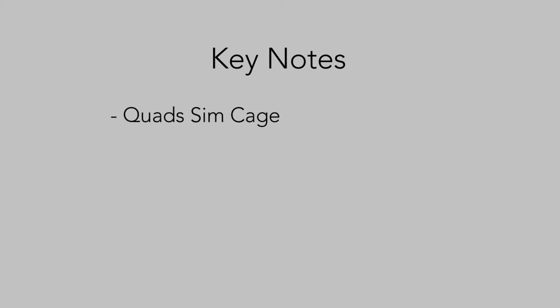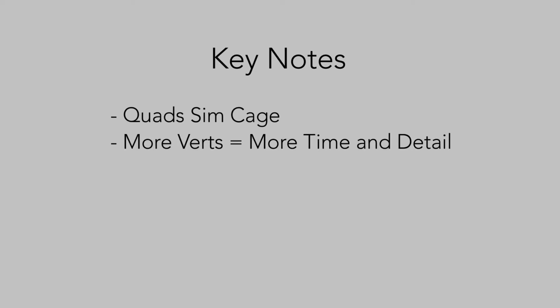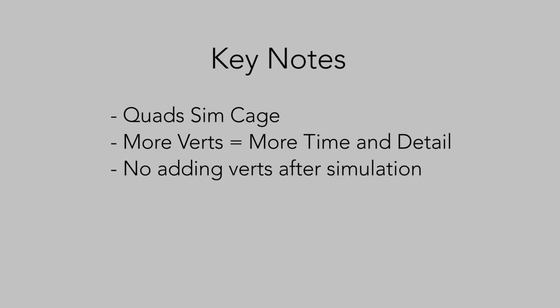nCloth works best with quads. A denser mesh means slower simulation but more detailed wrinkles. And once you've created an nCloth rig, you cannot add or delete edges to your sim cage mesh.